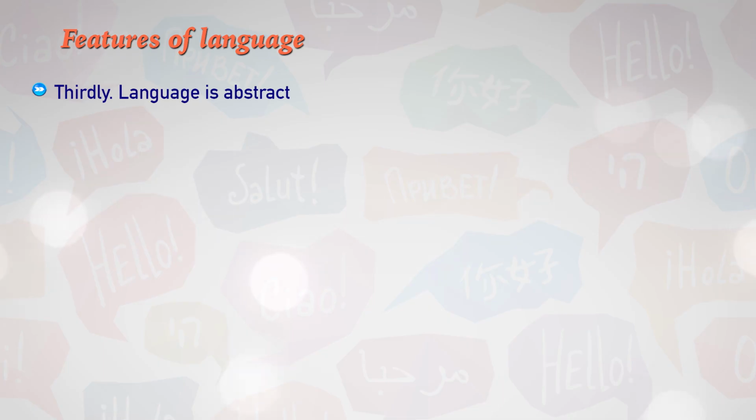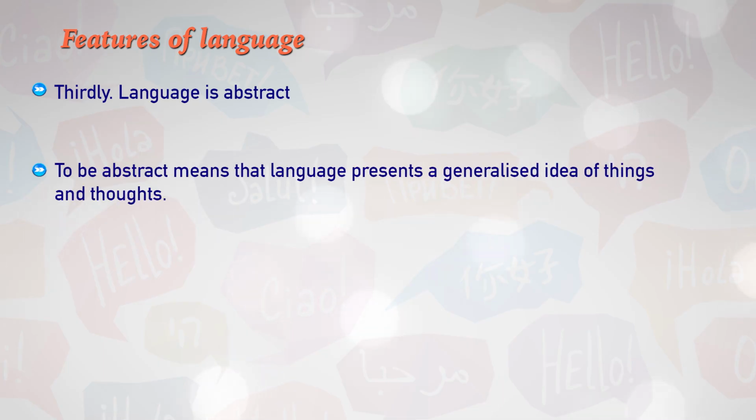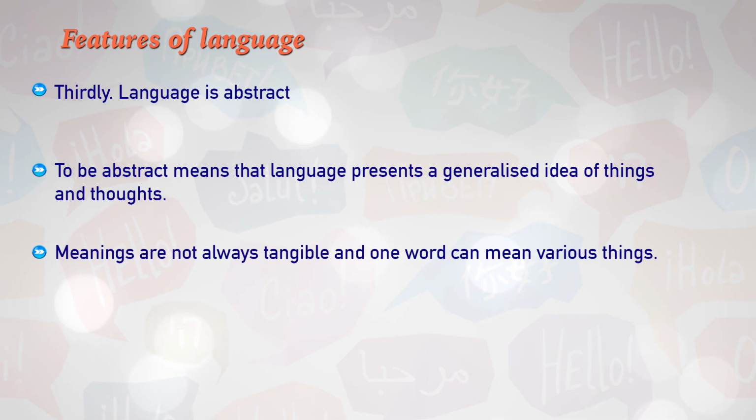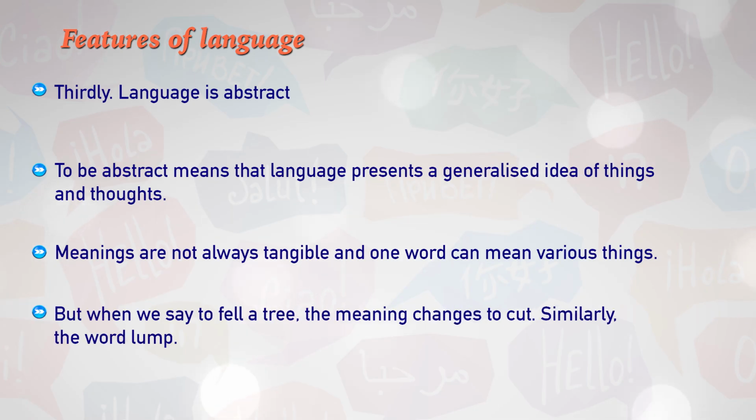Thirdly, language is abstract. To be abstract means that language presents a generalized idea of things and thoughts. Meanings are not always tangible and one word can mean various things. Let us take the word fell. It is the past tense of fall, like he fell down yesterday. But when we say to fell a tree, the meaning changes. It means to cut a tree.